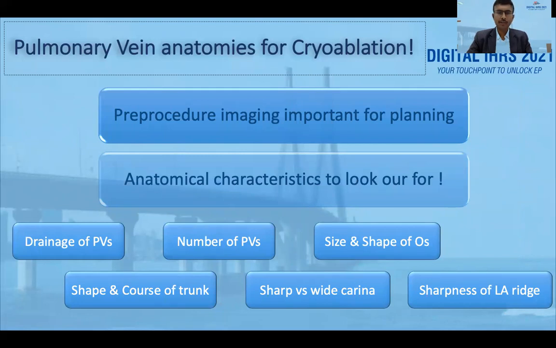Ladies and gentlemen, let me conclude here. I'm highlighting the importance of pre-procedure imaging, be it a CT scan or an MRI, or even as simple as an echocardiogram, that is going to give you a lot of insights into the anatomical characteristics of the pulmonary veins. You can look at the drainage of the pulmonary veins. Are we dealing with a left superior vena cava? Hope we have ruled out partial anomalous pulmonary venous drainage syndromes and things like that. The number of pulmonary veins, size and shape of the os and the trunk, course of the trunk, the shape of the carina, and the sharpness of the LA ridge is what we look at.